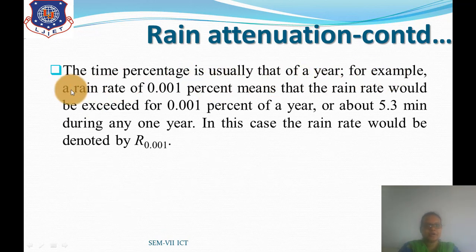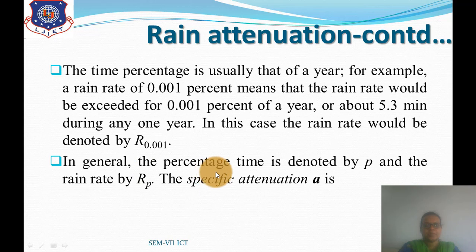For example, a rain rate of 0.001% means that the rain rate would be exceeded for 0.001% of a year, or about 5.3 minutes during any one year. Right? So, 0.001% shows how much rain has been exceeded, and in time it can be shown as 5.3 minutes. In this case, the rain rate would be denoted by R, with the suffix 0.001.